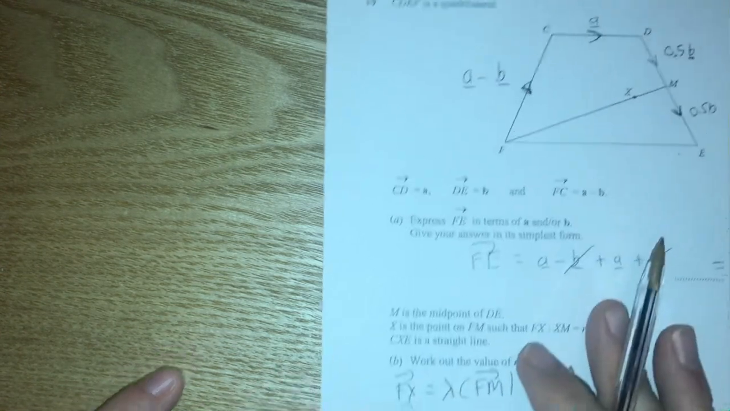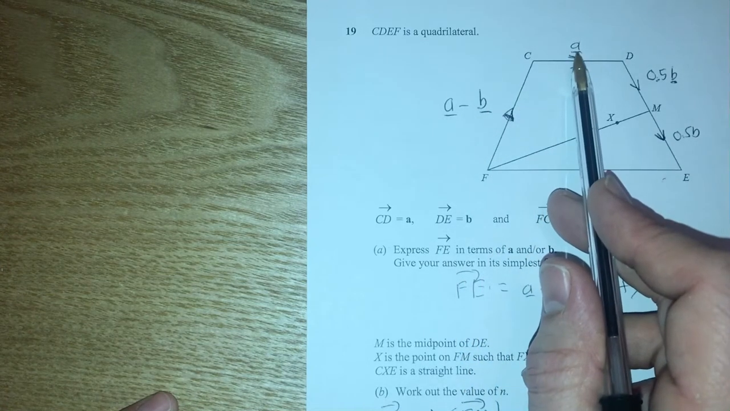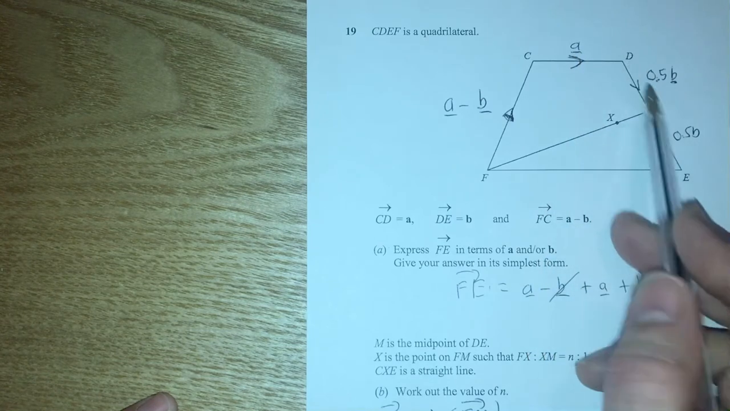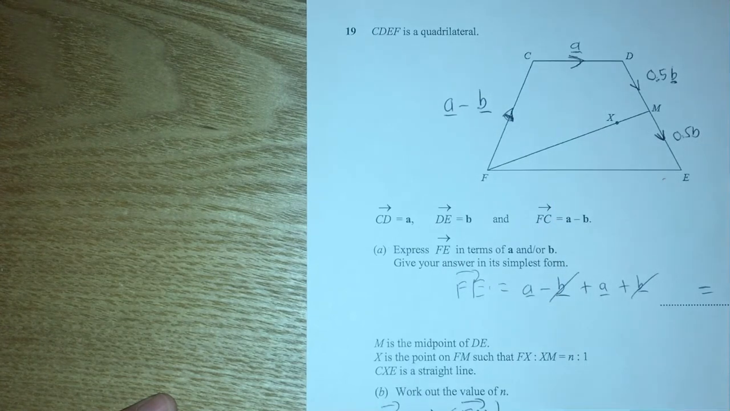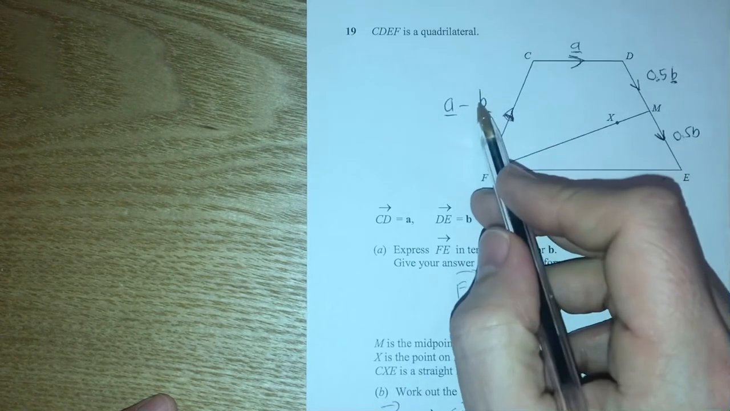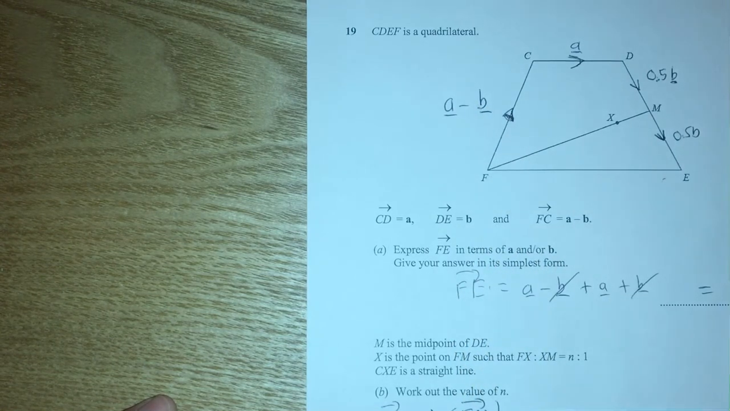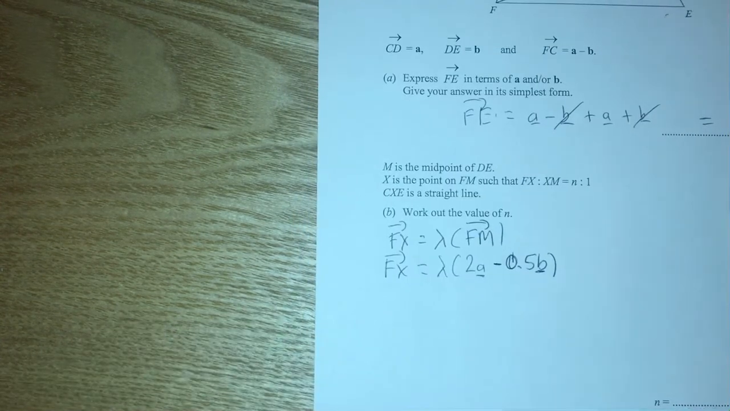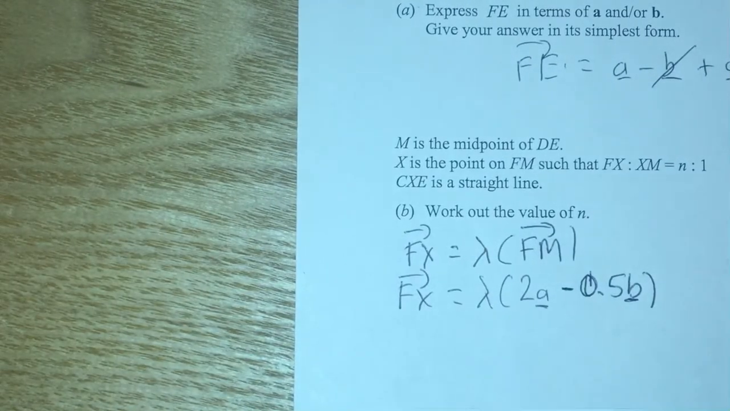is, well, let's have a look, A minus B plus A plus half B. So A and A, that's going to give me 2A minus B plus half a B. Well, that's going to give me minus, let's use decimals there, half B. There we go. You can see that. So that's FX.